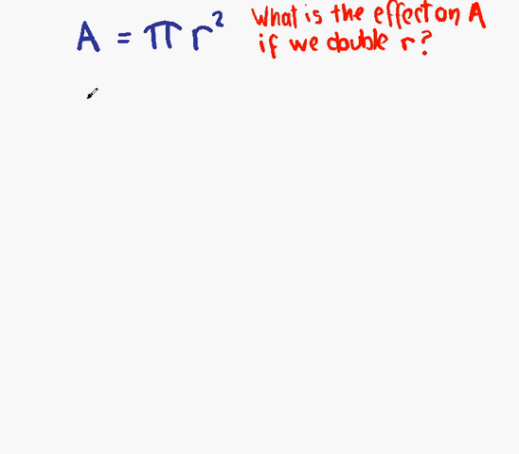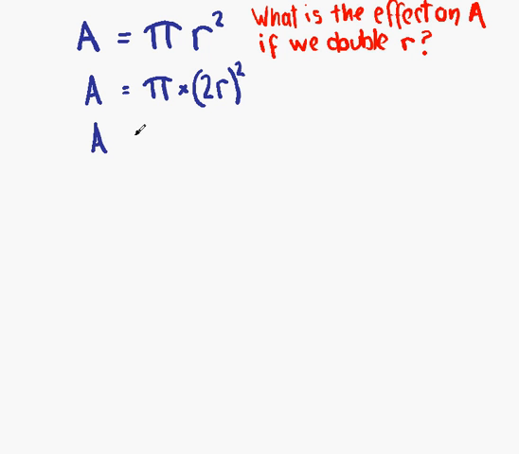So, doubling r means we in effect have 2r instead of r. So, A equals pi times, and instead of just r we have 2r, and we know that the r part is being squared, so this time it's 2r that's being squared. Okay, so what we have now is A equals pi times 2r squared.